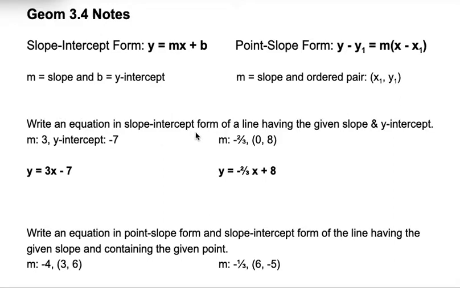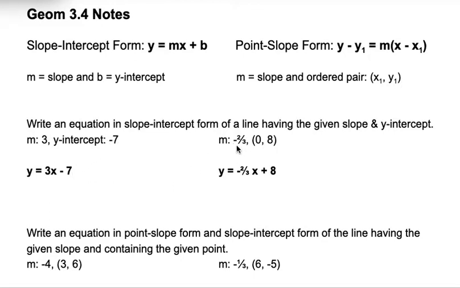Write an equation in slope-intercept form of a line having the given slope and y-intercept. So you'll see the slope is 3. Remember that m is in front of the x, so we put the 3 in front of the x. We just substitute 3 for m. And then the y-intercept, that's the b. Now notice it says plus b, but we have a negative b, or negative 7, so we would then put minus 7. We're done right there. Very simple. Just plug it in, 3 in, negative 7 in.